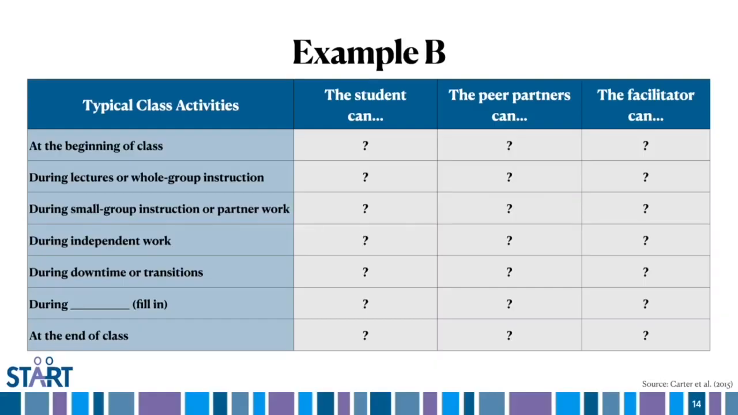And those are the times when instruction may not yet or still be underway. And they're also really social components of the class, the beginning and the end. The difference is really found in the next 3 columns. In each, you'd list out ideas for how the student with disabilities will participate in each of those activities. Then you'll list the ways that peer partners could provide support in each of those activities.